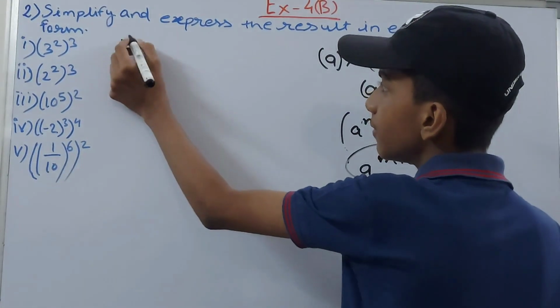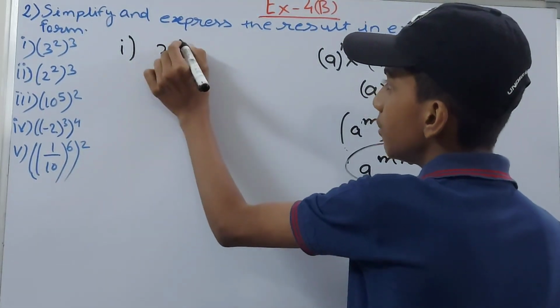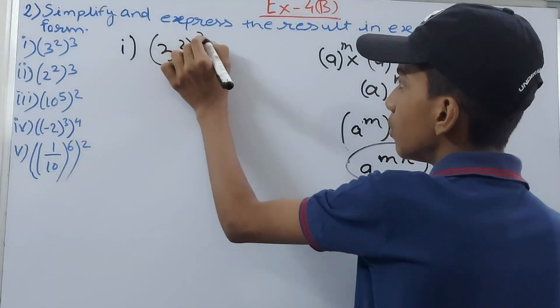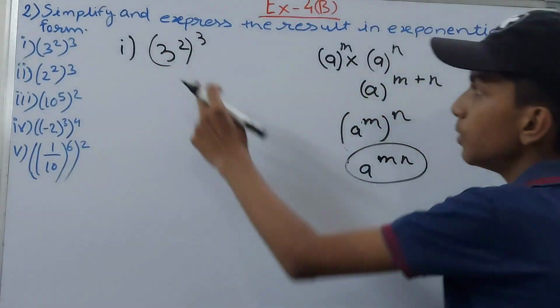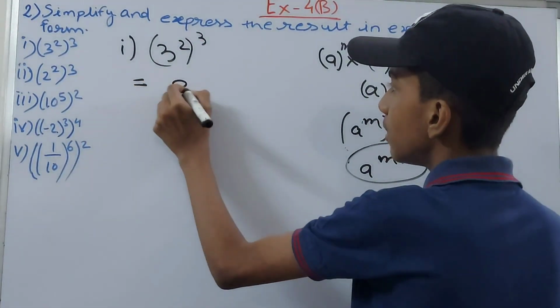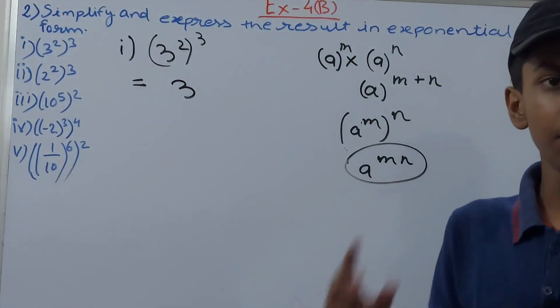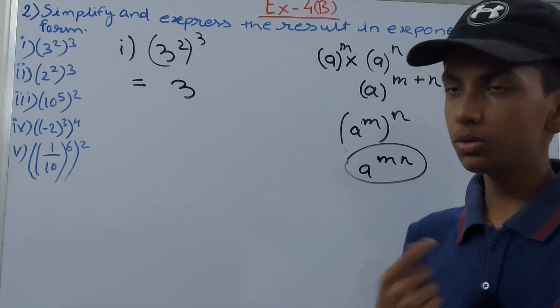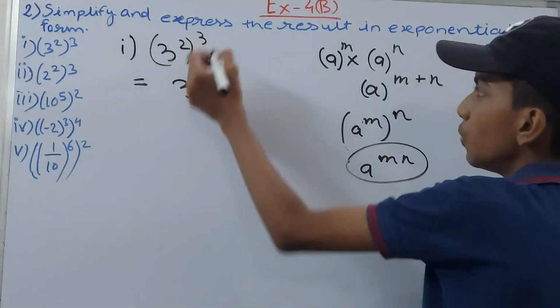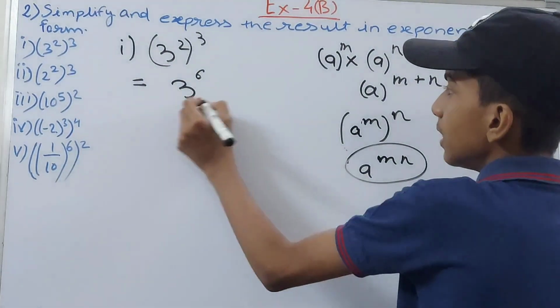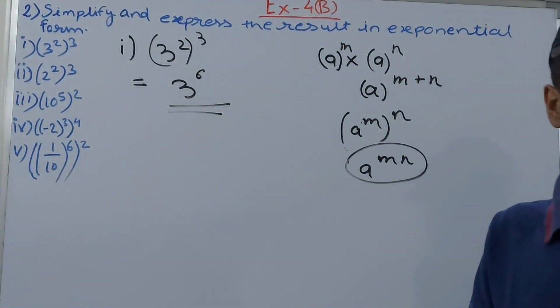In the first part, what do we have? We have 3 to the power 2 to the power 3, right? So 3 will be written as it is, and 2 and 3 will be multiplied together, 2 into 3, right? So 3 and 2 into 3 is 6. So 3 to the power 6 becomes our answer.